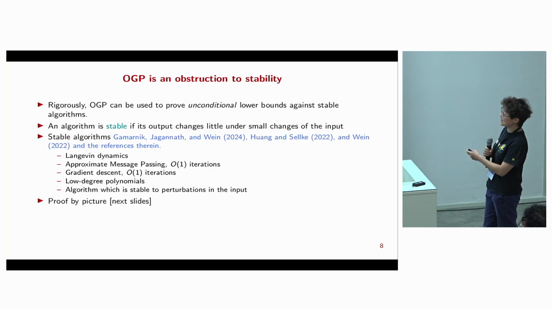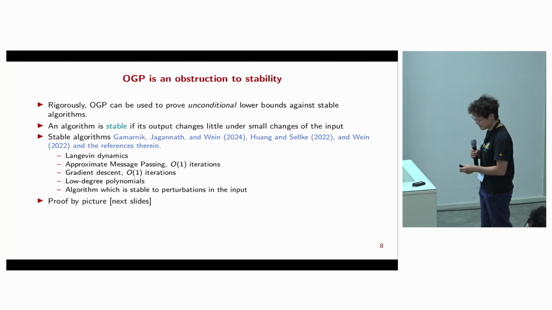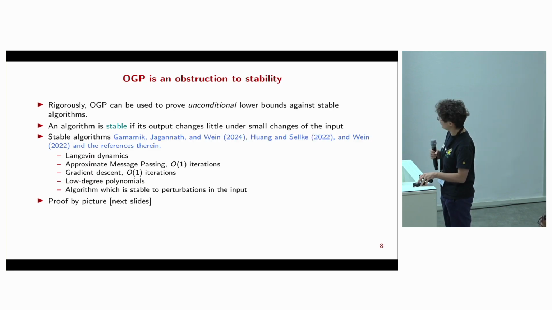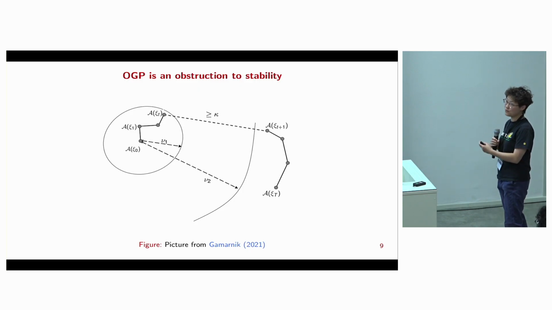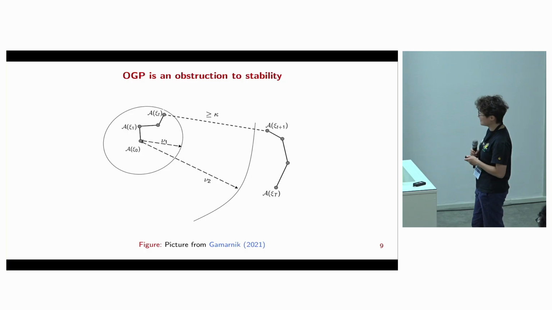So I want to use one slide to tell you why, if you have OGP, this indicates that there's going to be hardness for stable algorithms. And the proof is actually just by picture, so we can take a look. Assume by contradiction that we have the OGP for the problem, but there's also a stable algorithm that finds approximate optimizers. Let's start with two faraway inputs, ξ0 and ξ, and put them through the algorithm. These are A(ξ0) and A(ξ). This is something that I skipped: the chaos event guarantees that these two points are far away. So A(ξ0) and A(ξ) are far away.